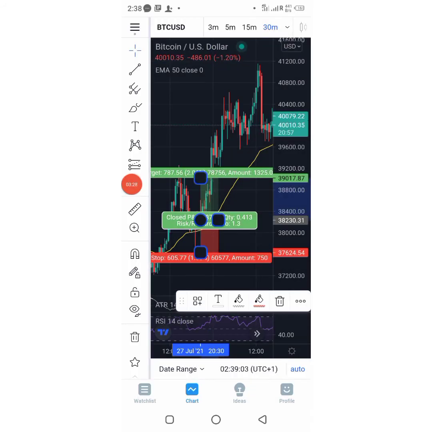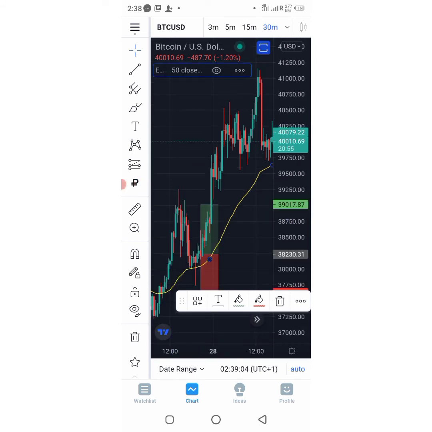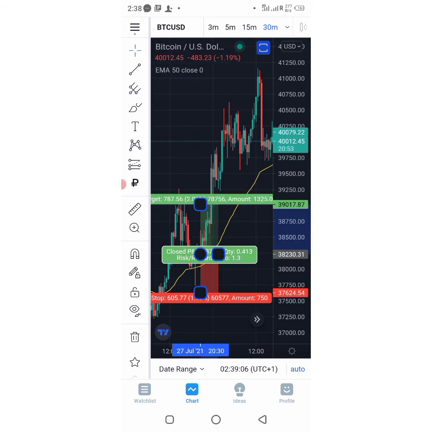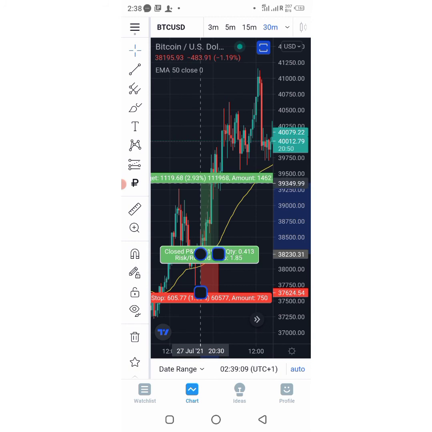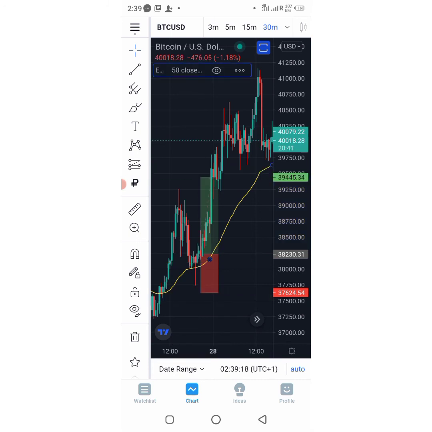As you can see, 603 pip stop, and our target is a 1 to 1.5 or a 1 to 2, or you trail your stops if you want to. So guys, this strategy is really easy. Just backtest it. To me, this strategy works for me on Bitcoin, and it's really easy, straight to the point.